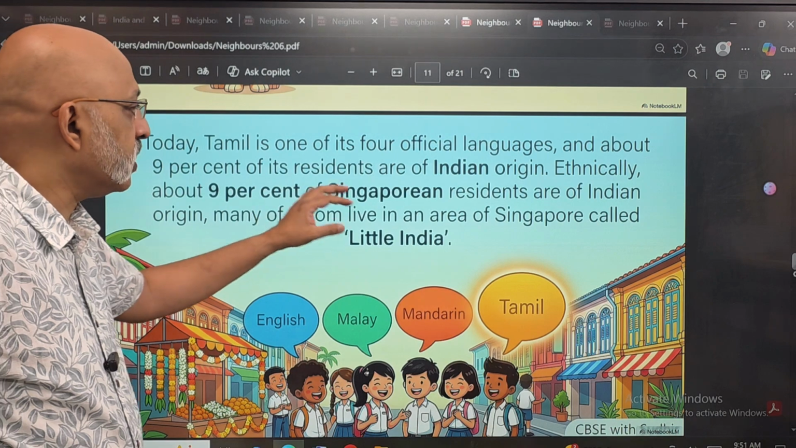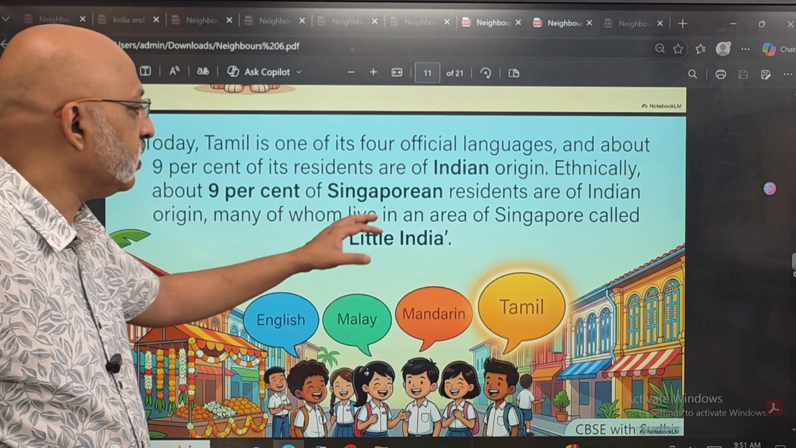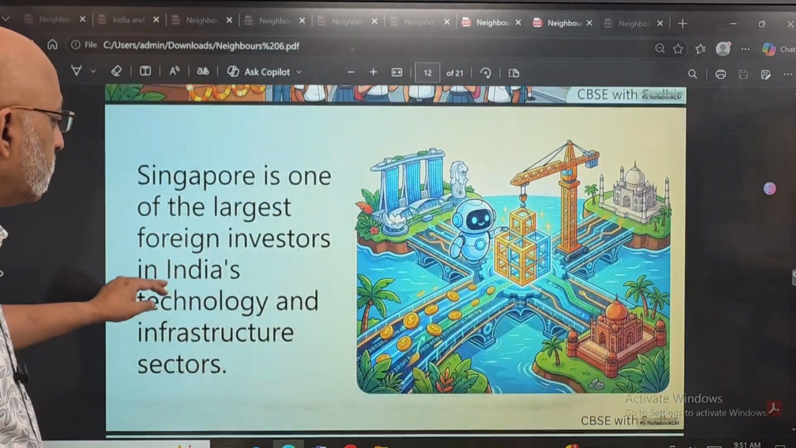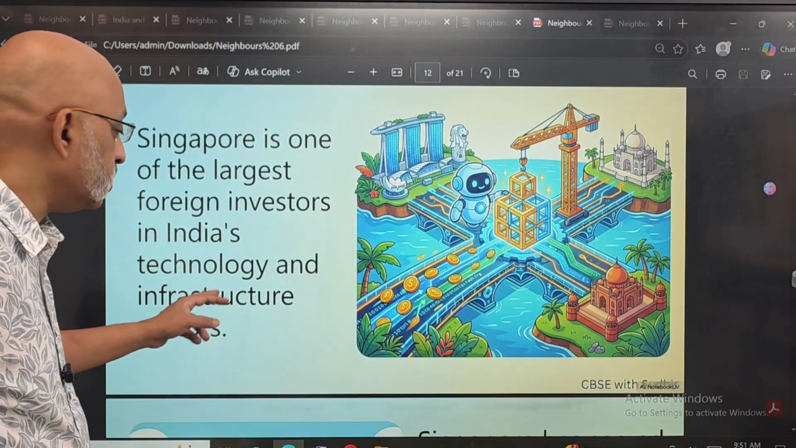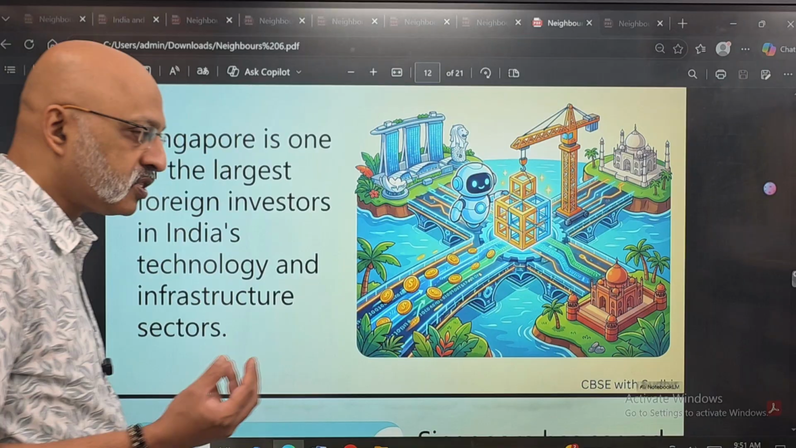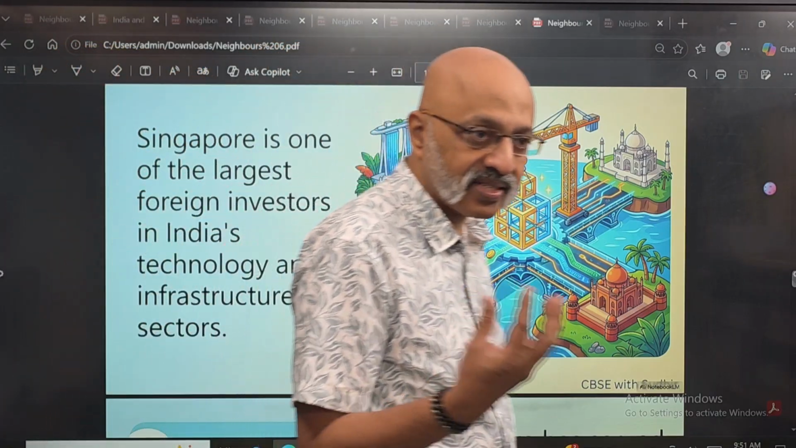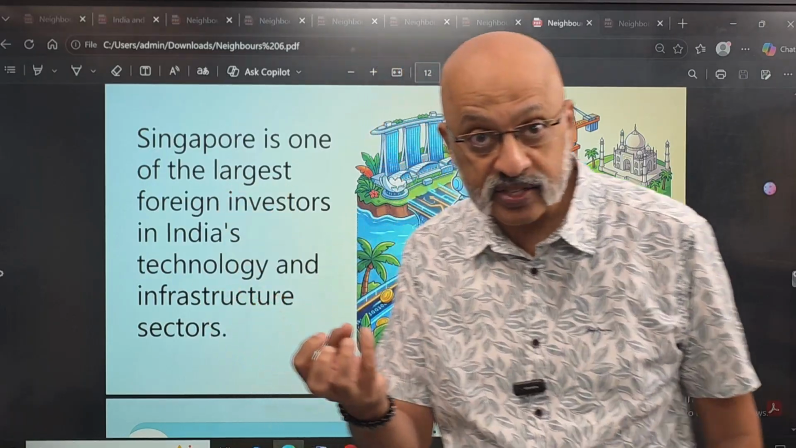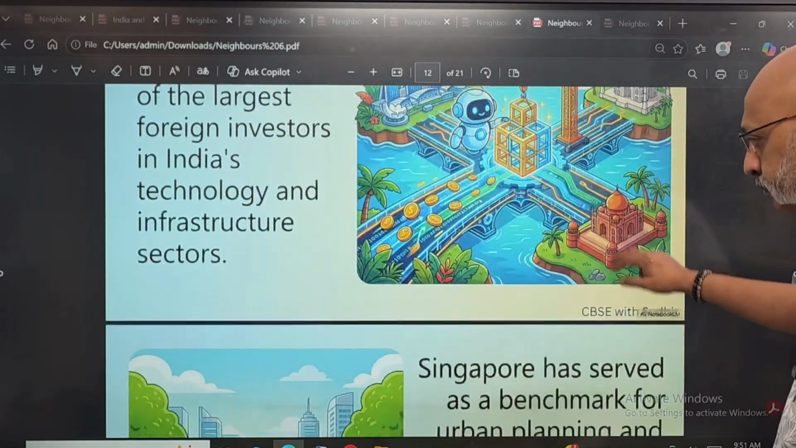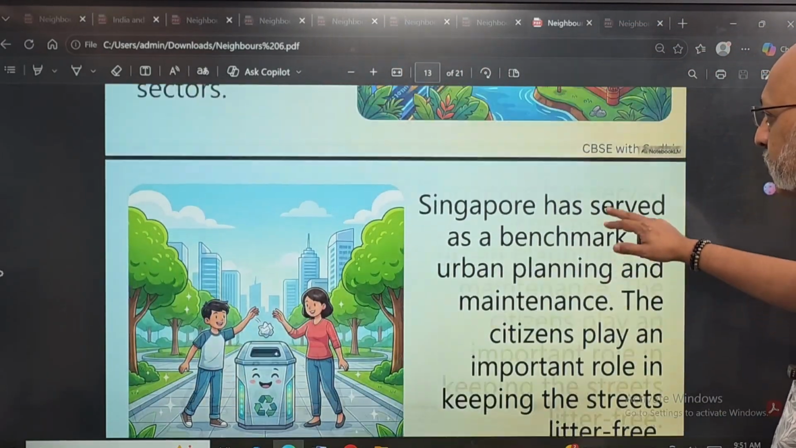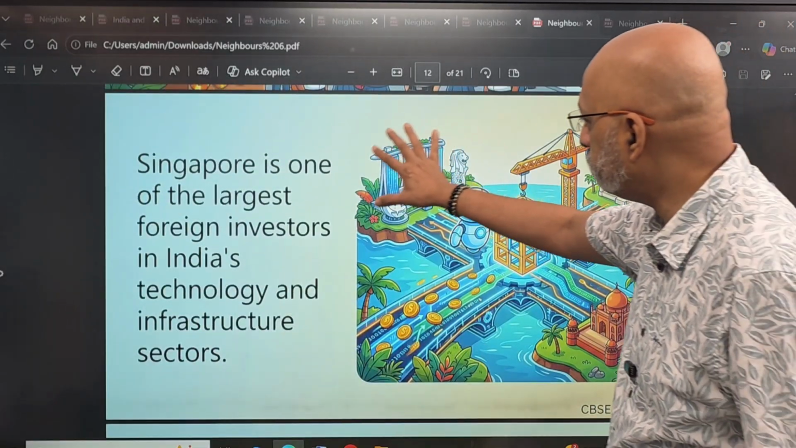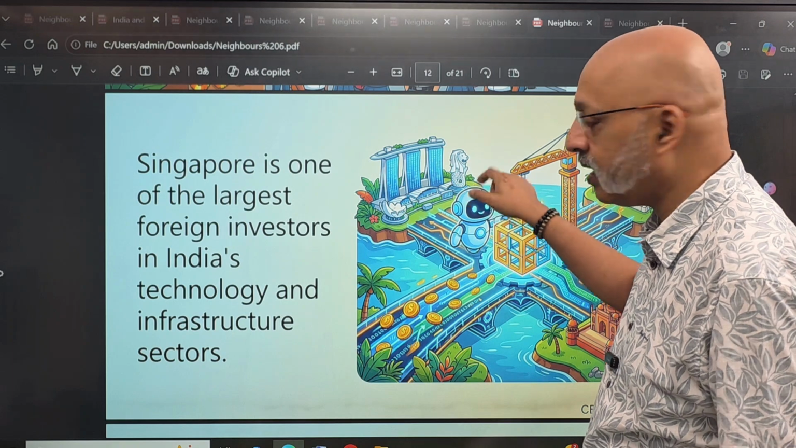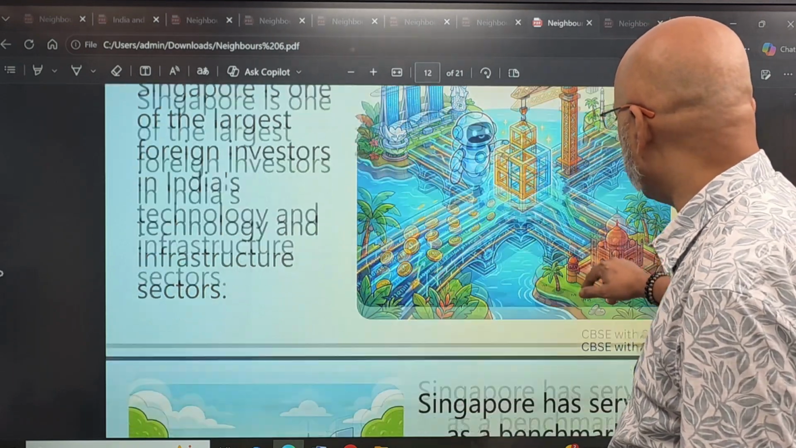Many of them live in an area of Singapore called Little India. Singapore is one of the largest foreign investors in India's technology and infrastructure sectors, because Singapore, even though it's very small in size, has shown what any country can do with a lot of self-discipline and hard work, right? These are some of the major buildings in Singapore that you will see. You will see the water falling from this lion. You would have seen it in many of the photographs.